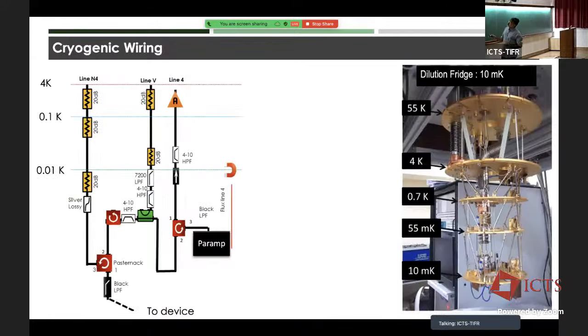So now I'm showing you the typical wiring of the cryogenic part inside the fridge, what goes on, okay? And there are many components here just for a single qubit. This is a typical setup for 1 qubit measurements, okay? I'll walk you through this in just the next couple of minutes. First, you have these coaxial cables.